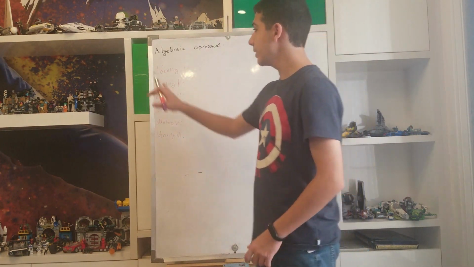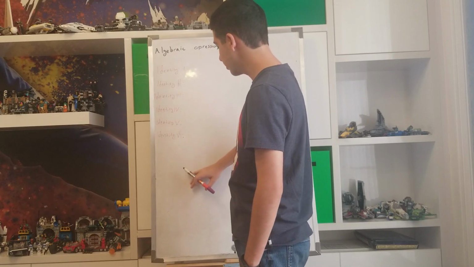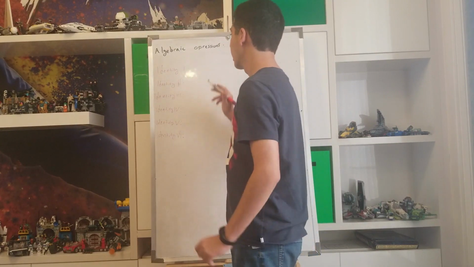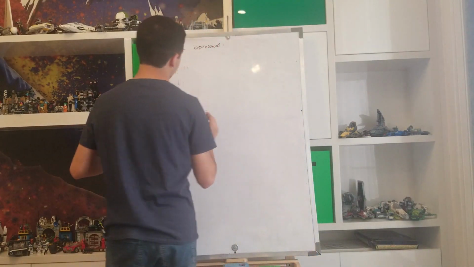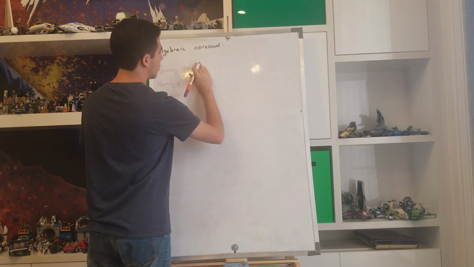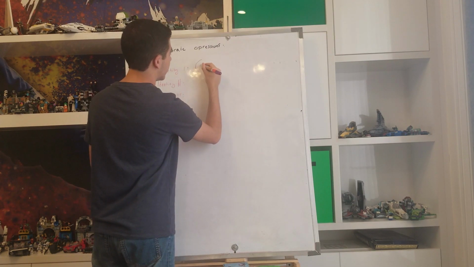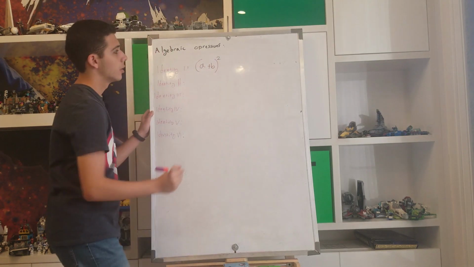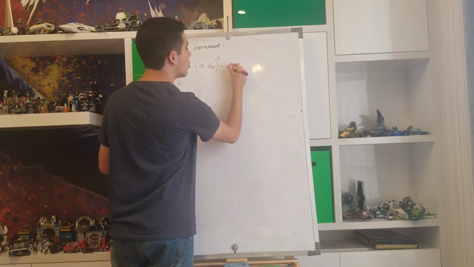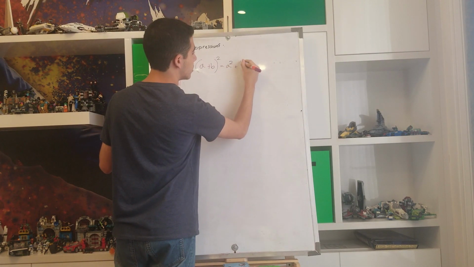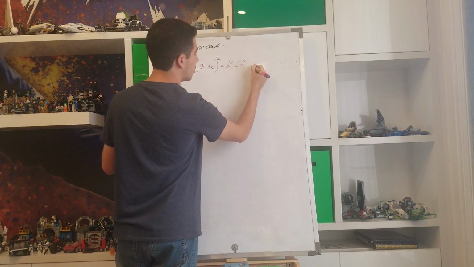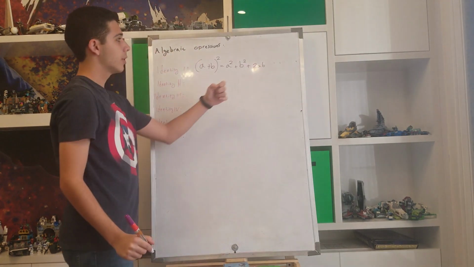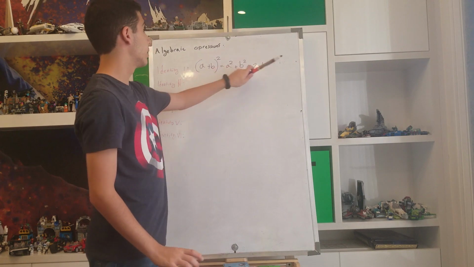Identity number one. Just something I need to make sure, these are in the Greek alphabet. So yeah, identity number one. Let me write it bigger. a plus b squared, which equals a squared plus b squared plus 2ab. That's how you write identity one.